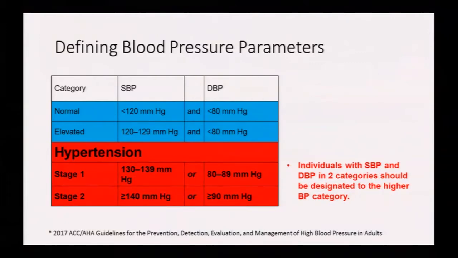It's worth mentioning in here that if you had a patient that had systolics and diastolics that fall into two different categories in the hypertension stages, then you categorize the patient under the higher stage or the worst stage. And those numbers and categories are based on the 2017 ACC/AHA guidelines for prevention, detection, evaluation, and management of high blood pressure in adults.